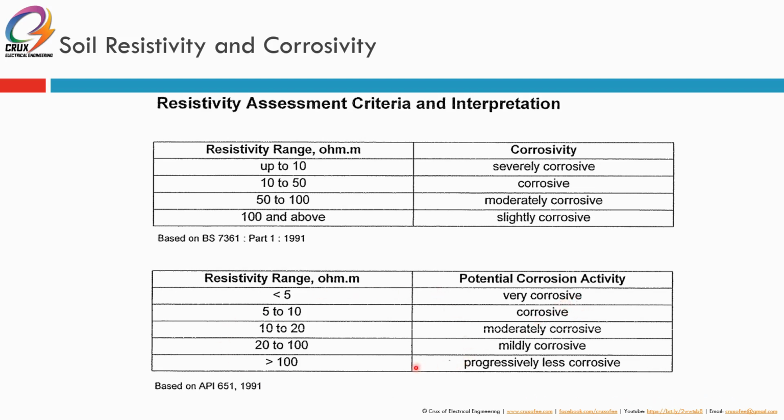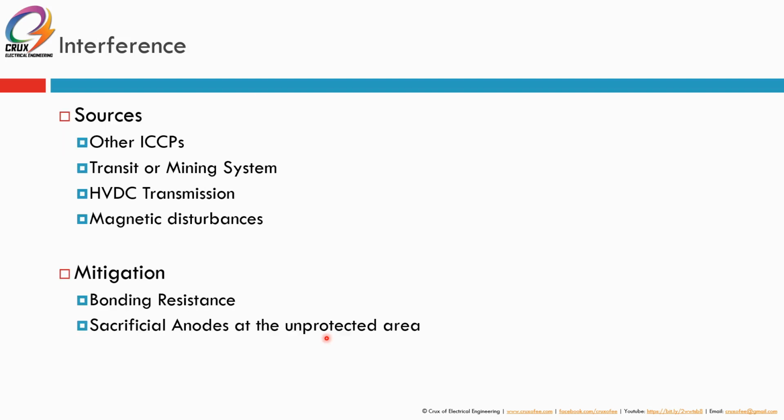In the end, you will select whatever resistivity range that you will select depending on the type of anode that you want to use. Then you will size accordingly, the size of the anode.